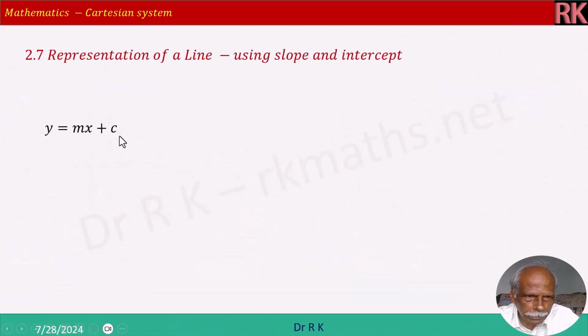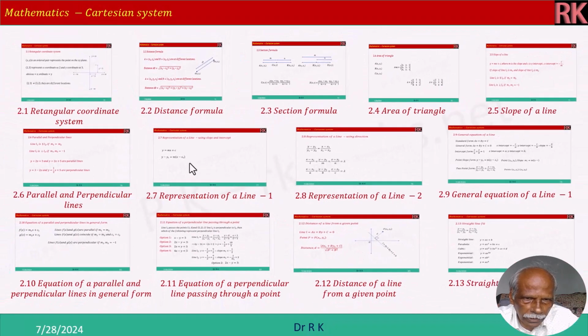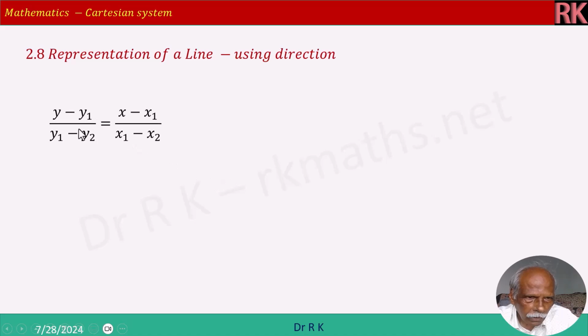y = mx + c is the equation of the line in slope form. y − y1 = m(x − x1), so we can use this formula. And for representing a line, another method is using direction: (x − x1)/(x1 − x2) = (y − y1)/(y1 − y2) = (z − z1)/(z1 − z2) = lambda.